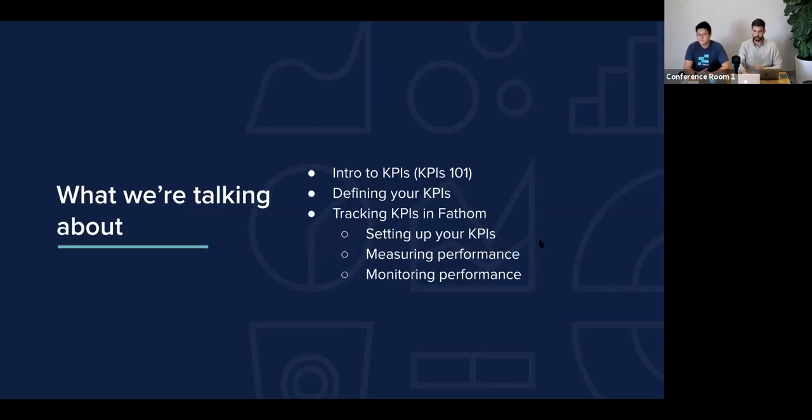So what are we talking about today? This webinar is all about KPIs. It's going to be how to set performance goals and track progress for your KPIs in Fathom. First, we're going to do a little bit of KPIs 101. We're going to clarify what we mean when we talk about KPIs, and we're going to set the stage for the rest of what we're going to cover today.